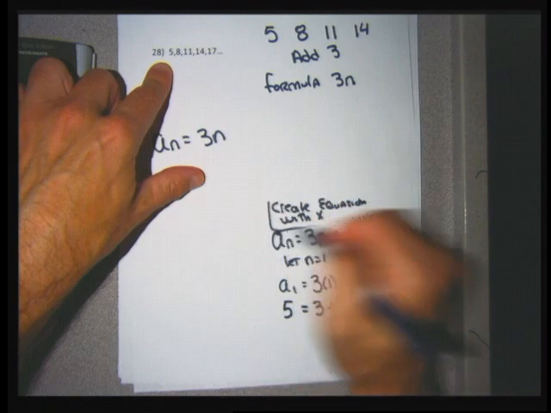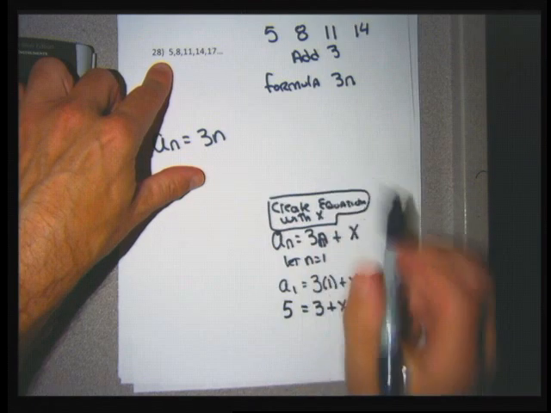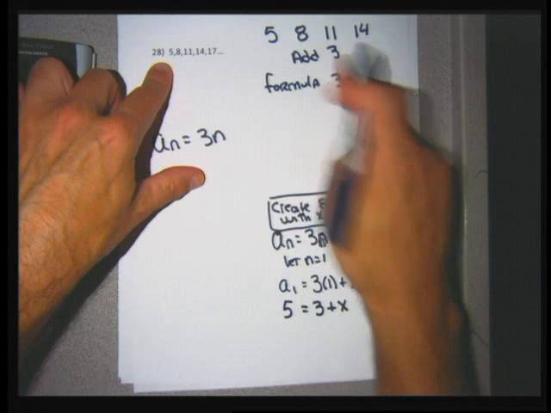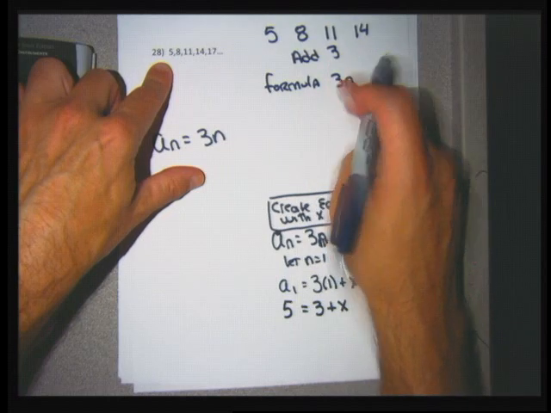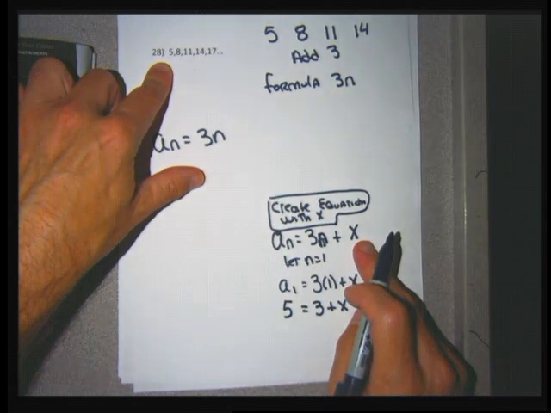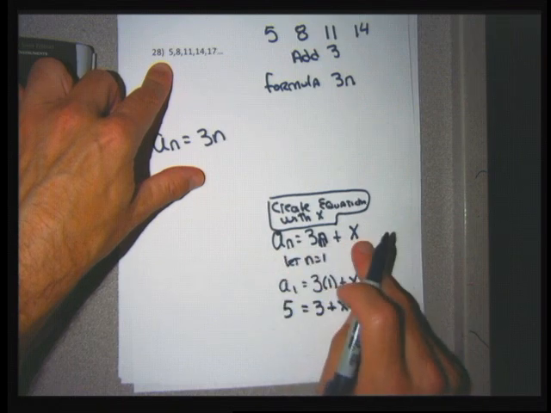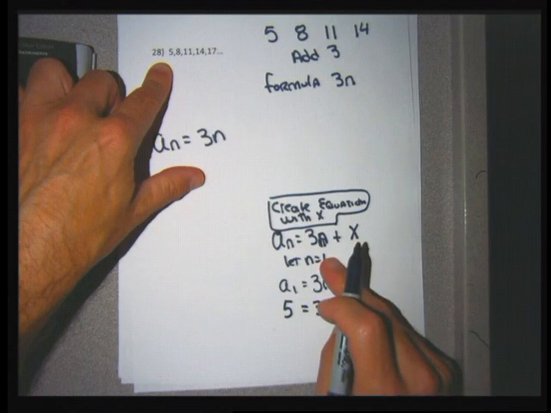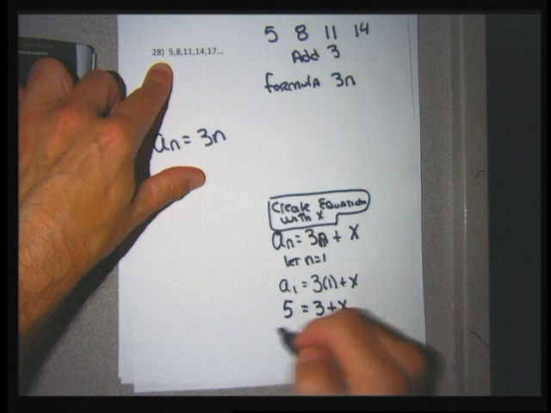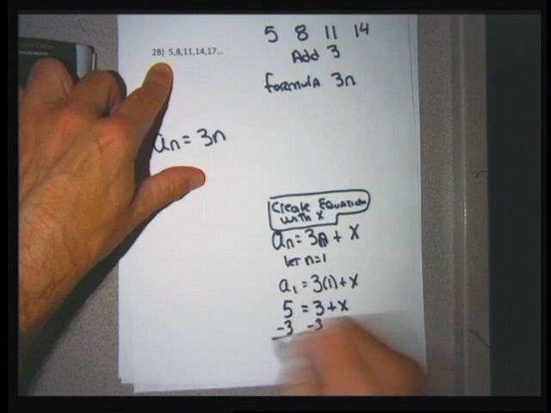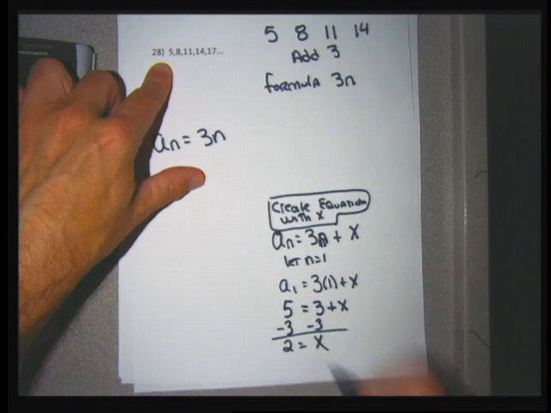So I created an equation with an x. I knew my formula needed a 3n because I had to add 3 to get from term to term. But 3n wasn't going to be enough because it wasn't going to make the first number a 5. So to figure out what goes after the 3n so that the first number is a 5, I created a formula with the x to be the number that goes after the n. I plugged 1 in for the n, and now I'm solving this for x. I get x equal to 2.